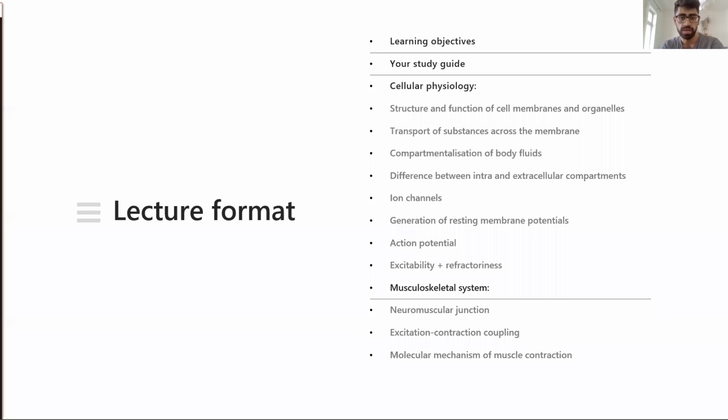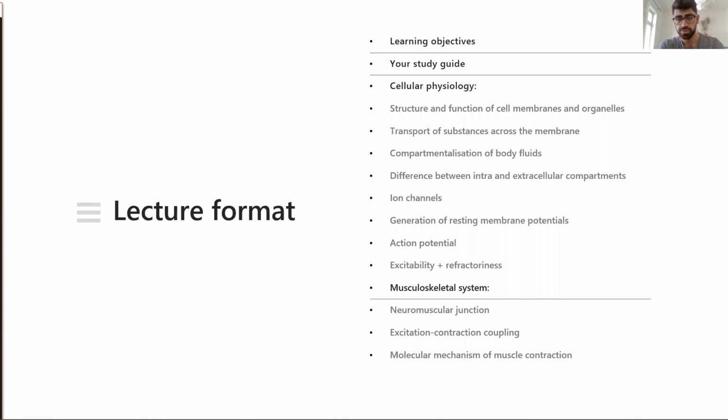So in terms of our lecture format, I'm just going to talk briefly about learning objectives for this lecture, and then a little bit more detail just on the study guide, just in case anyone wanted some further tips. Again, just generally how to study physiology as a subject. And then I'll dive straight in, sorry, to cellular physio.